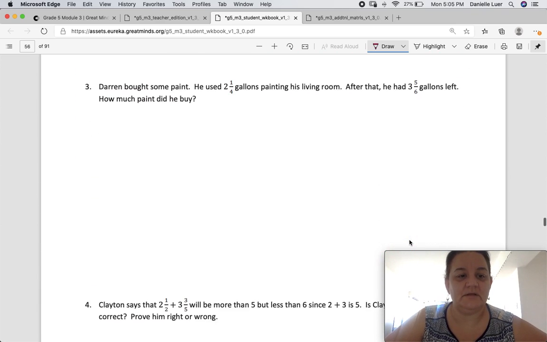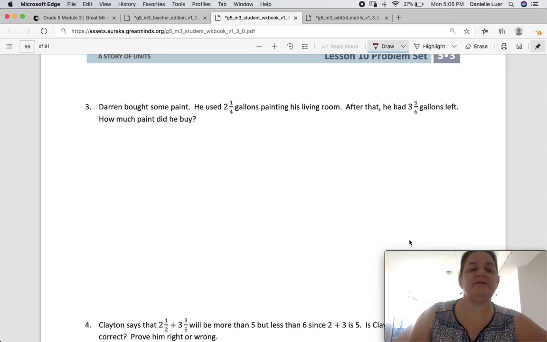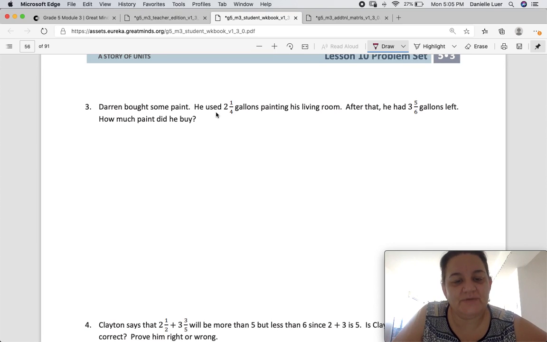Awesome! Number 3, Darren bought some paint. He used 2 1/4 gallons painting his living room. After that, he had 3 5/6 gallons left. How much paint did he buy?